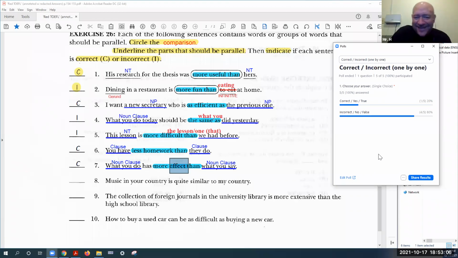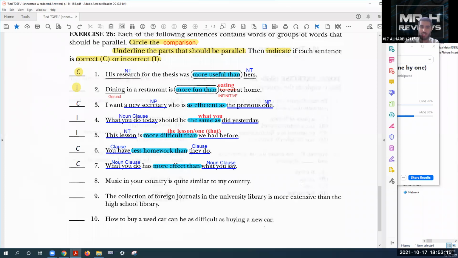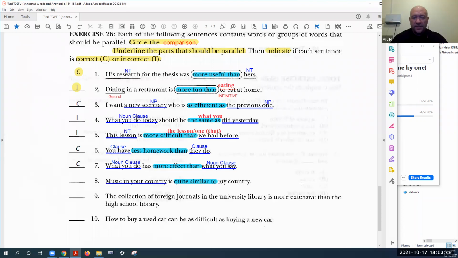Al-Harbi. Okay. Al-Harbi, do you want to explain it? You want to try? Okay. "Music in your country is quite similar to my country." So find the comparison. Similar to. And what is quite? It's an adverb. So it's optional, right? Yeah. Quite similar to. Then the first structure: music in your country. And the second: my country.